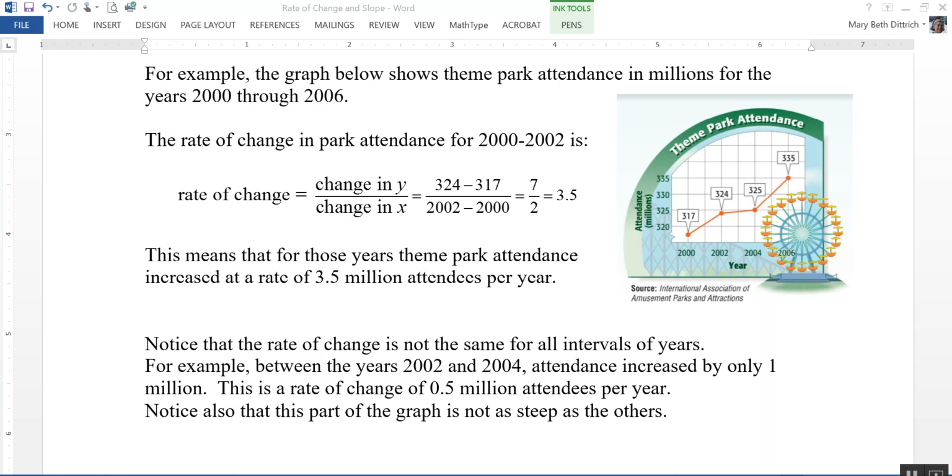Notice that the rate of change is not the same for all of the intervals of years. For example, between the years 2002 and 2004, attendance increased by only 1 million. That represents a rate of change of 500,000 attendees per year. Notice that this part of the graph is also not quite as steep as the other parts.